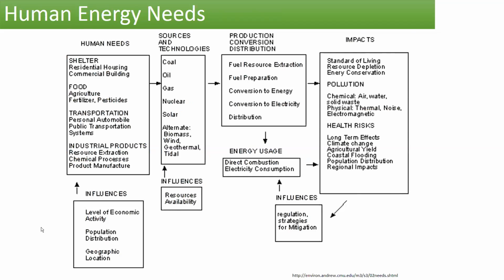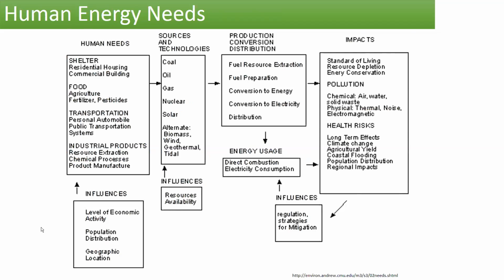But these human needs are influenced by the level of economic activity, the population distribution, and the geographic locations. Maybe all of us have these basic needs, but depending on where we are located, how many people live in that place, and even the economic development that we have, those needs are influenced. Maybe we are going to have better food, or more food. Maybe we are going to have better shelters, or bigger buildings, depending on what part of the world you are living in.